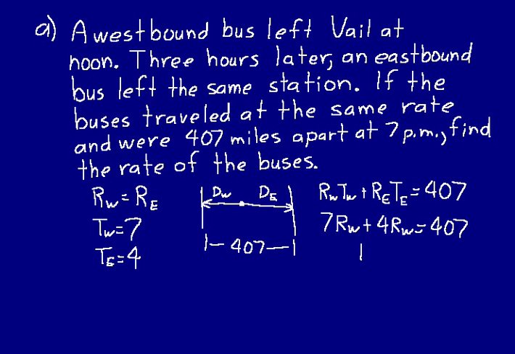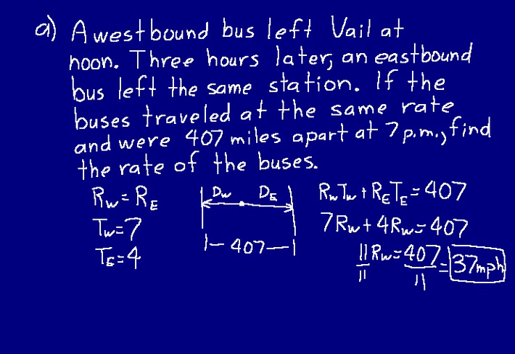And so now let's add that up. 11 RW is equal to 407. Divide both sides by 11. And 407 divided by 11, that equals 37 miles per hour. That's the rate, because we're talking about distances of miles and times of hours, so miles per hour is the rate. The buses were traveling at the same rate, and that's the rate they were traveling, 37 miles per hour.